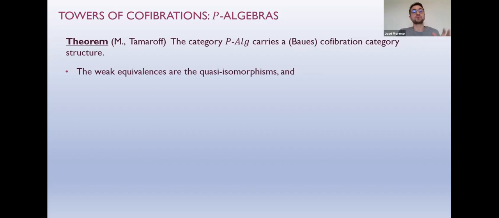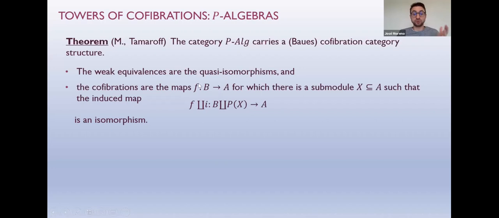So weak equivalences, as expected, are the quasi-isomorphisms. And what is interesting for us are the cofibrations. The cofibrations are those maps from B to A such that A is built from B by freely attaching generators, so that this natural map becomes an isomorphism. I don't know if my mouse is visible, I'm pointing at things.